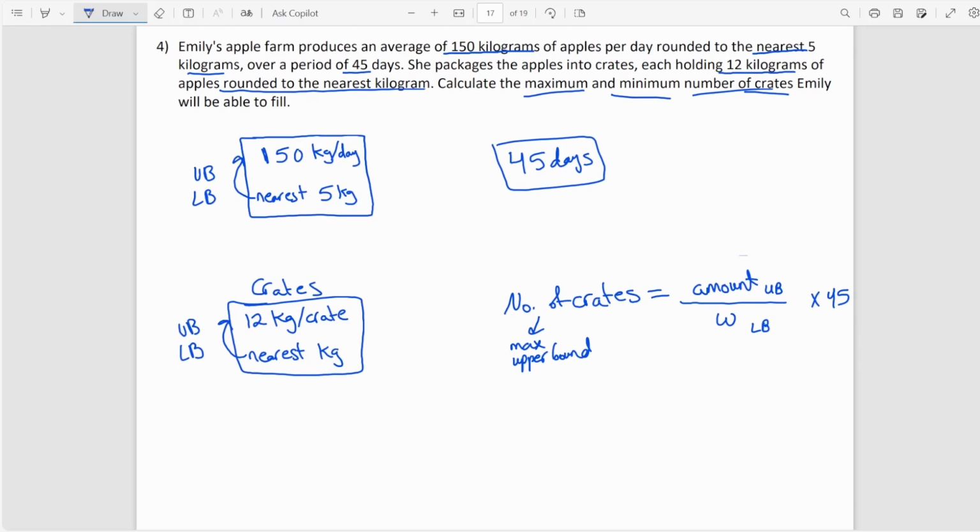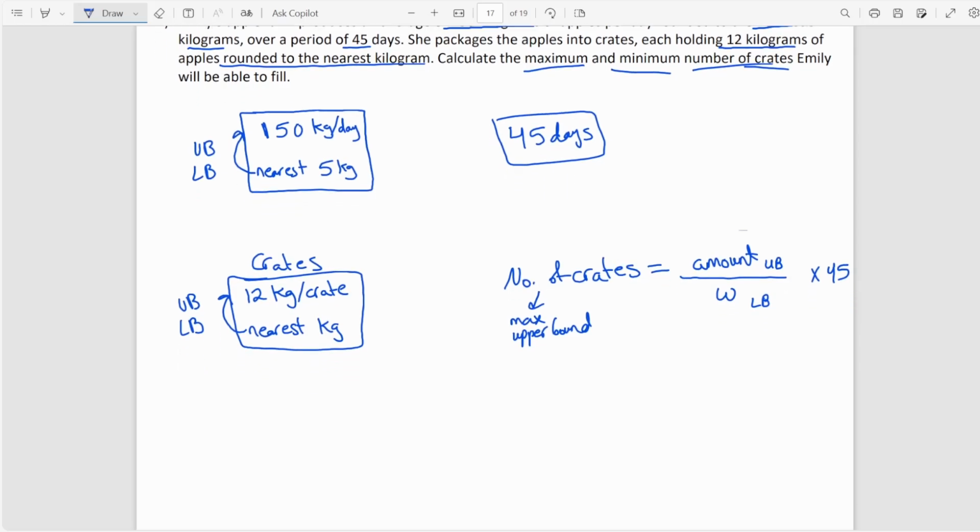So I'm going to go ahead and find the upper bound and the lower bound for each of those. So let's find it over here. So for the apples, we're talking about 150 kilograms to the nearest 5 kilograms. It's the same unit, so I'm just going to go ahead and divide this by 2, and we get 2.5. This is supposed to be 5. And so the upper bound for the amount of apples is 152.5.